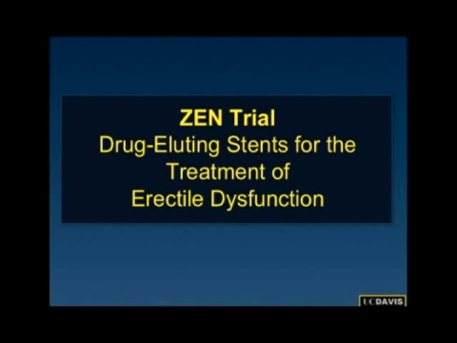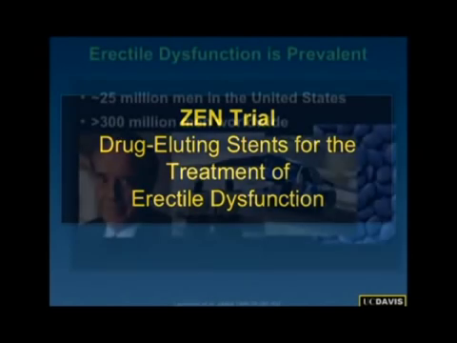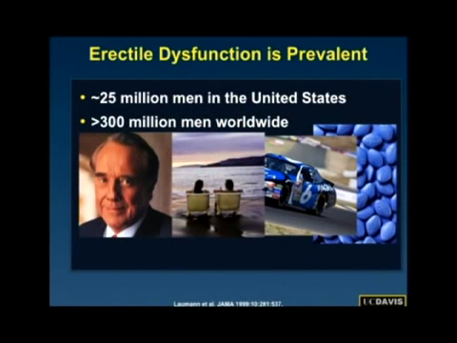Now, the final sort of frontier, and I think this is a very exciting new area for drug-eluting stents. If you look in the literature, pretty much anywhere anybody can get a stent, they've probably put a drug-eluting stent, and you can find case reports of a drug-eluting stent in just about every artery in the body, but not this artery. And so I want to just briefly touch on some research that we have been involved in here at UC Davis.